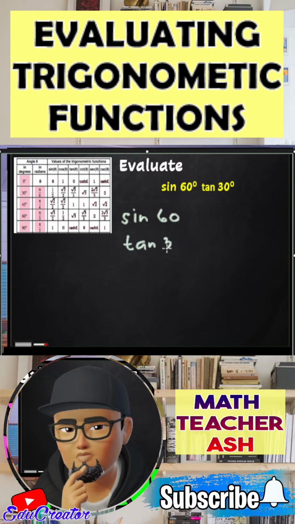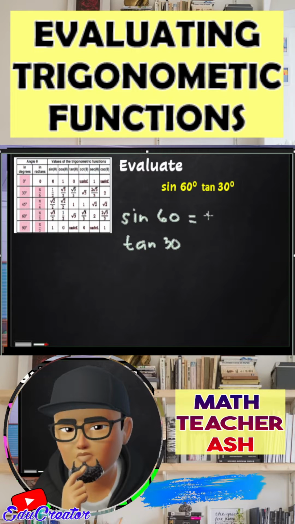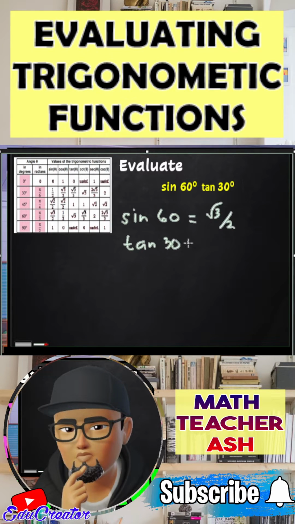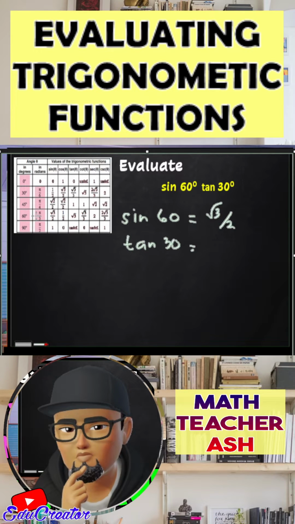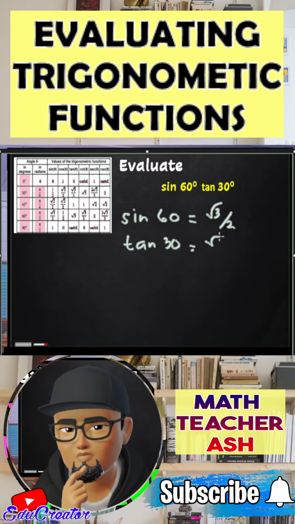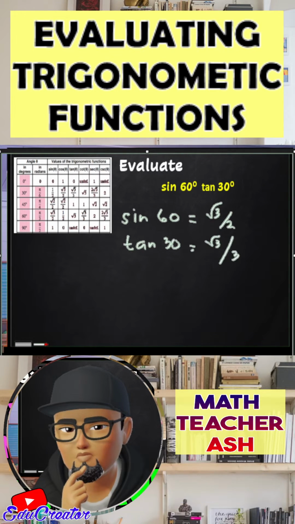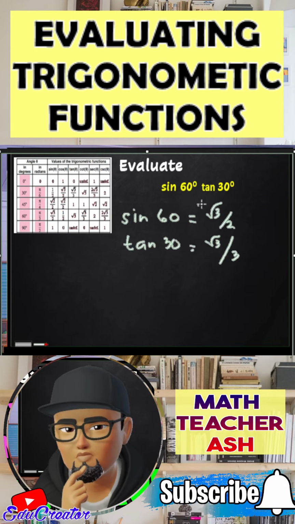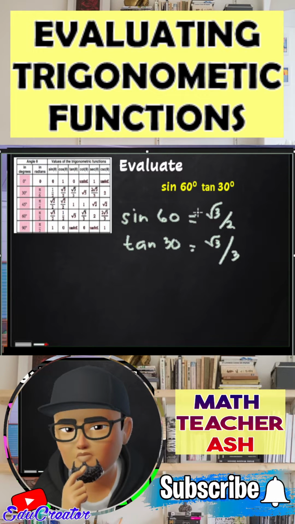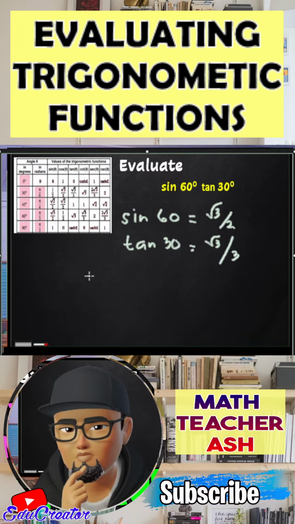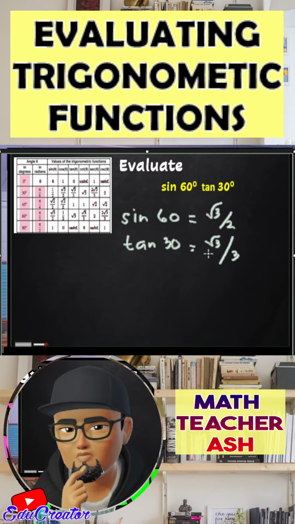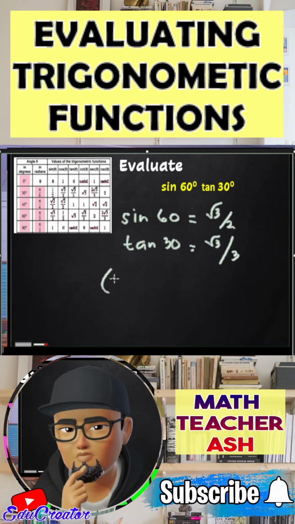Okay, so we have sine 60 based on our given, that is square root of 3 over 2. And then we also have tan 30, that is square root of 3 over 3. Since these two don't have any plus or minus between them, it means that is multiplication. So therefore, we will just multiply this fraction to this fraction, giving us square root of 3 over 2 times square root of 3 over 3.